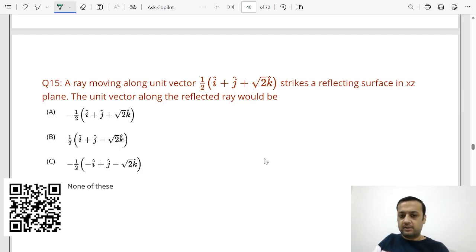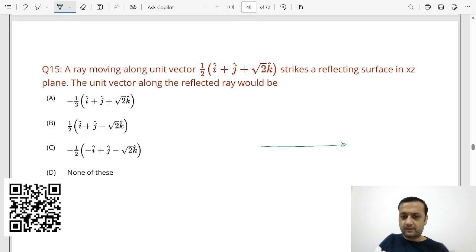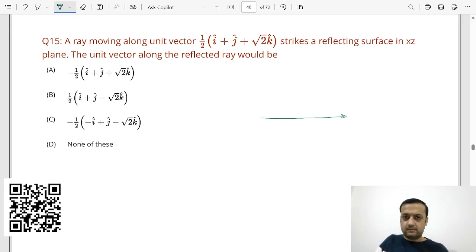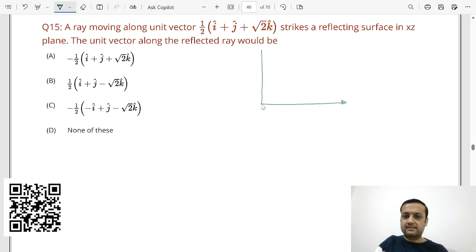Now look, let me draw the x, y, and z axis. So let's say this is the x axis. This is the y axis. And let's say this is the z axis. Now this XZ plane is a reflecting plane. So basically the entire XZ plane is the reflecting plane.